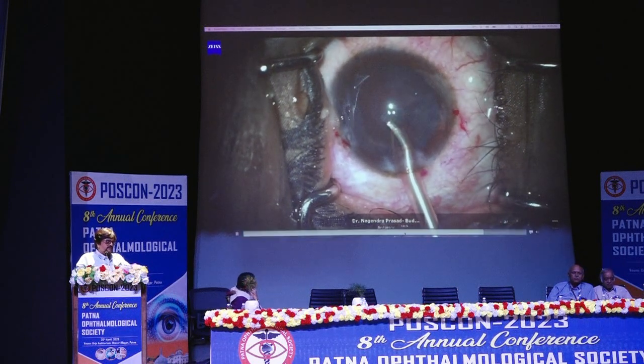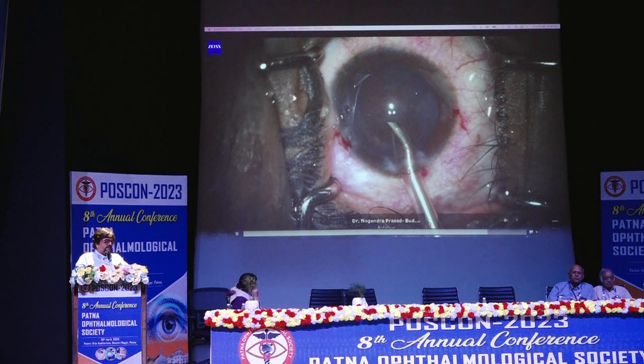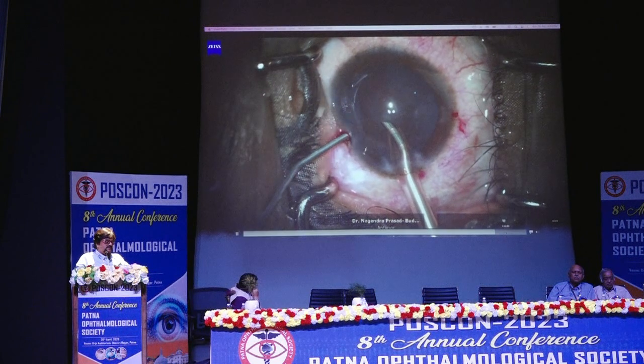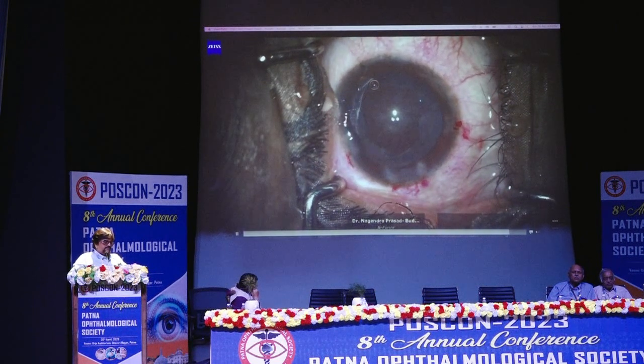That way you can safely remove it like this. There is a chance, in case of an event, of it going to the vitreous cavity. So that way you can do.